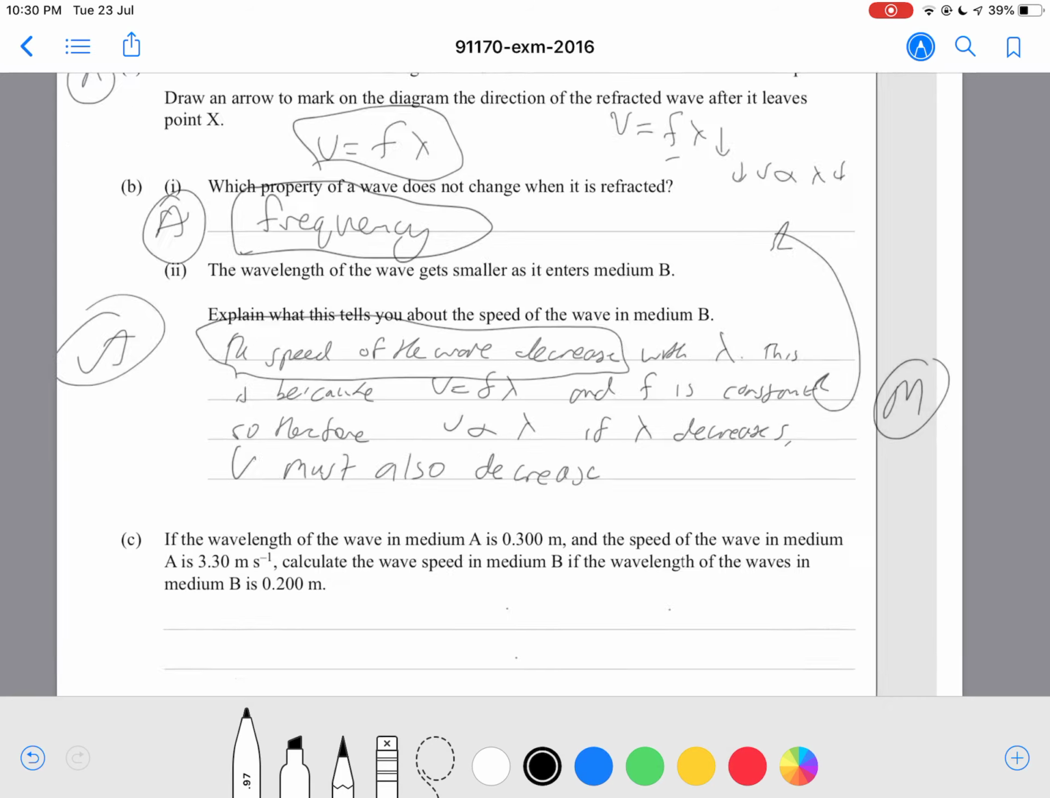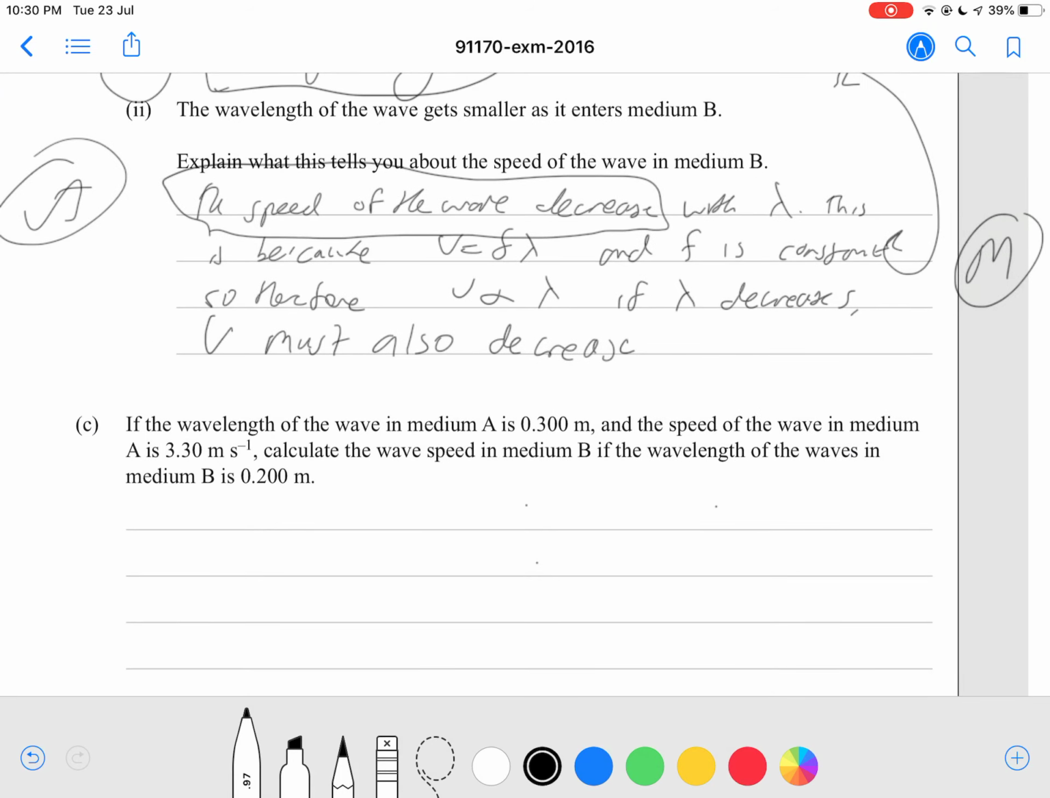Question C. If the wavelength of the wave in medium A is 0.3 meters and the speed of the wave in medium A is 3.3 meters per second, calculate the wave speed in medium B if the wavelength of the waves in medium B is 0.2 meters. In this case, we're going to be using the formula v2 over v1 equals lambda 1 over lambda 2. Wait, no, that's not right. It's lambda 2 over lambda 1, I'm pretty sure.